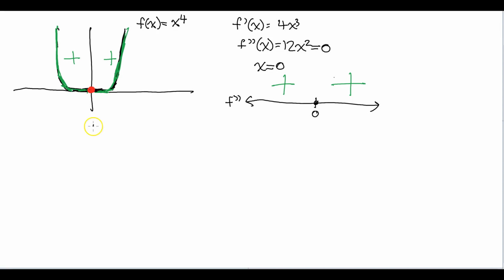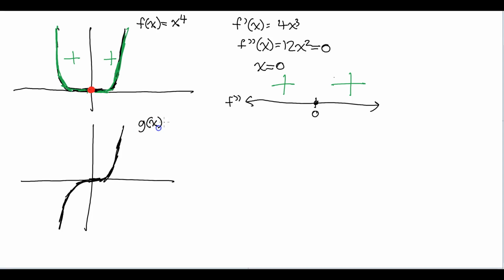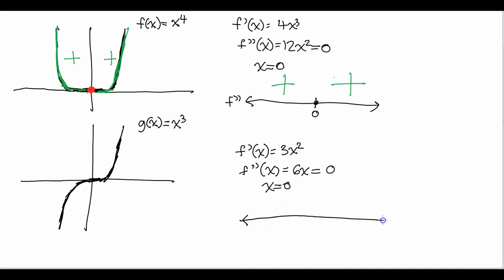Let's contrast this with x to the third. So we have g of x equals x to the third. Let's find the derivatives: f prime of x is 3x squared, and f prime prime of x equals 6x. We set that equal to 0, and you get x equals 0 again. However, if we test our number line now, you can see that this is positive when x is greater than 0, and it's negative when x is less than 0. So you can see that it's curving downwards up to this point, when it starts to curve upwards again. Okay, so you have downward to upward curves. That means the concavity changes, which means you do have a point of inflection over here.